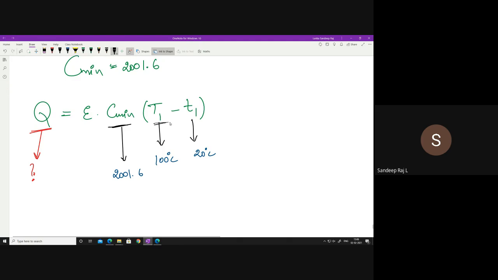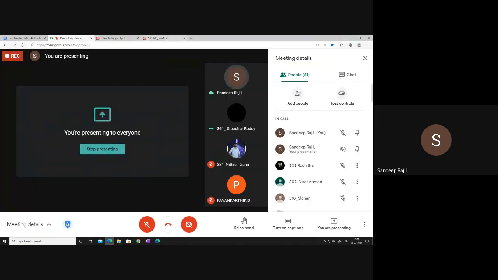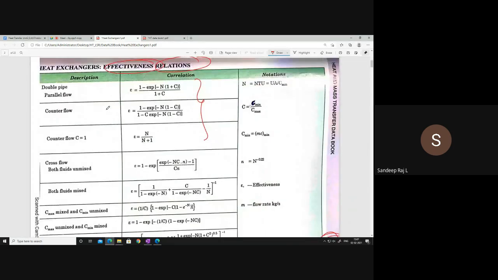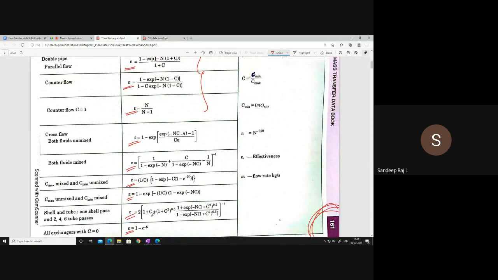To solve this problem, what you need is effectiveness. This you have to get. So how to get the effectiveness, if you know NTU, is the question. For that, you have to move to the data book. In your data book, you have the formulas here. See, in page number 161, you will see the formulas. All the formulas will start with effectiveness equal to.